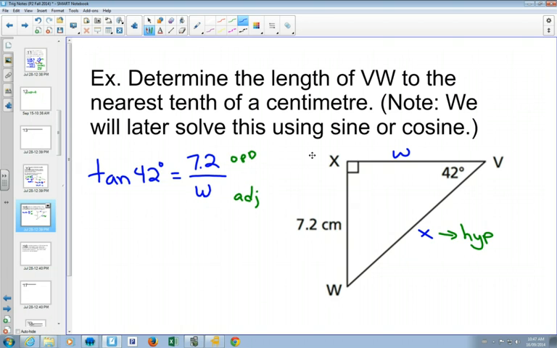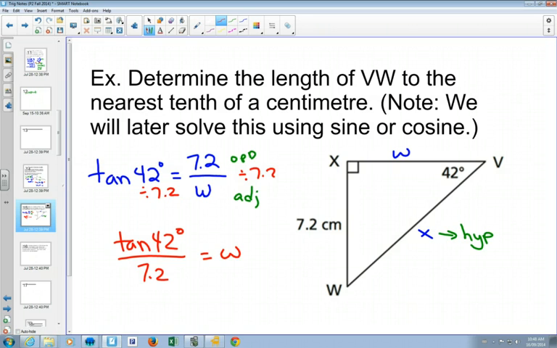Okay. I'm going to show you something that you're going to be tempted to do, and then you're going to tell me why this is wrong. So I'm going to do it in red, and we're going to erase it afterwards. A lot of you will be tempted to do this. You'll say, oh, here I have a 7.2. I want to move it to the other side. So I'm just going to divide both sides by 7.2, and I'm going to get tan of 42 over 7.2 equals W. So my question is, what's wrong with that?